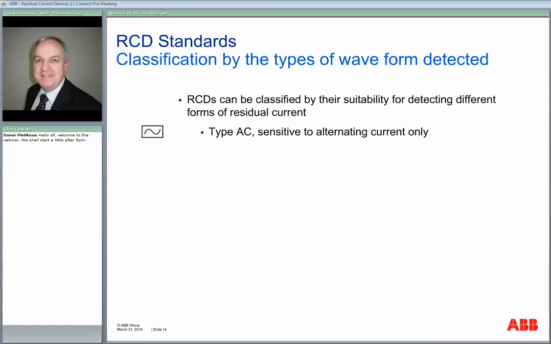With the type AC RCD, we're talking about the wave shape of the earth fault, not the supply that's going to the actual device itself. So if the earth fault, which is trying to be detected, is a pure AC, then we can use a type AC RCD, which is usually the most economic device around, to protect against that.